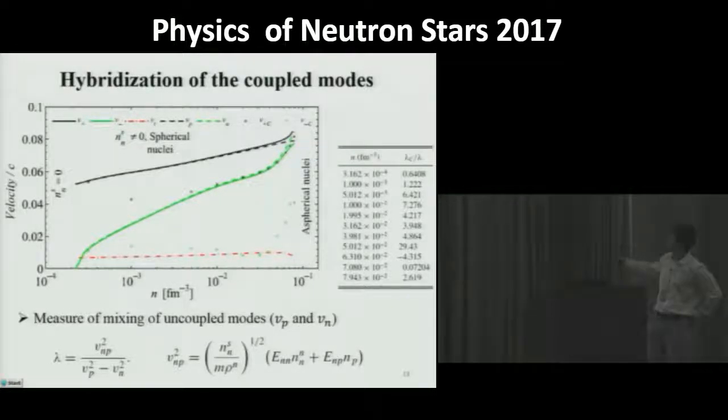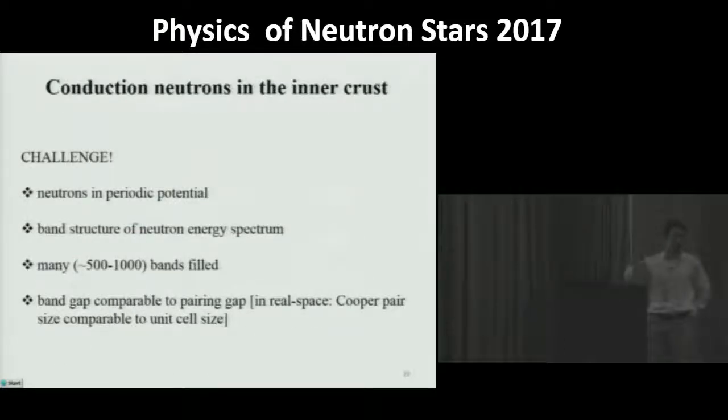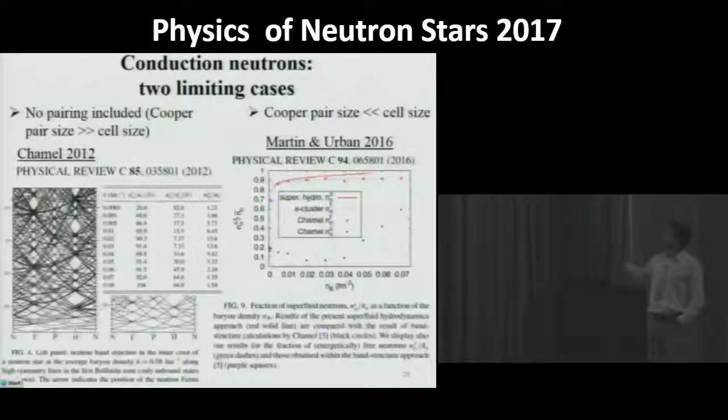Here we can see about 30 compared to Chamel's results or to results without this picture of Chamel with the Bragg scattering. But it is a challenge to understand the conduction neutrons. So the reasons are listed here. And then I just briefly show you some recent results.